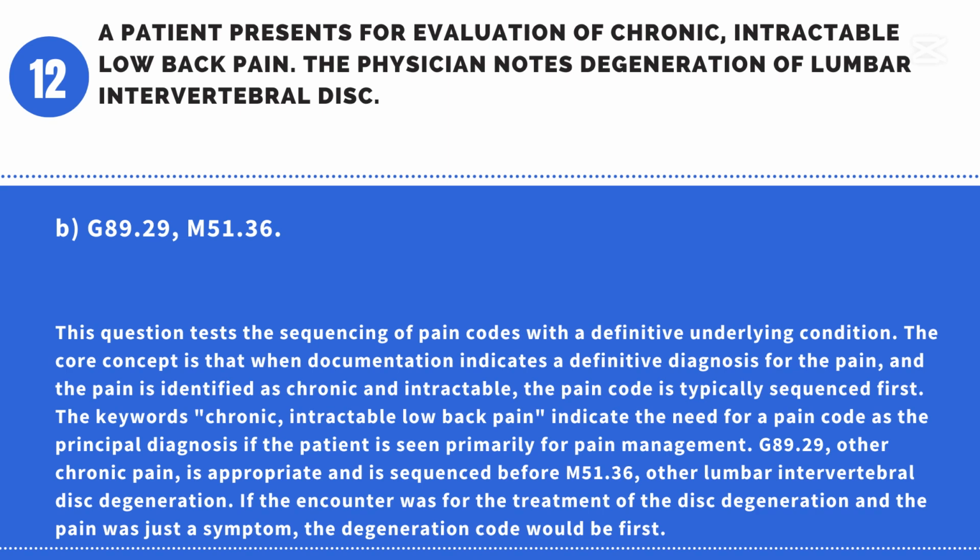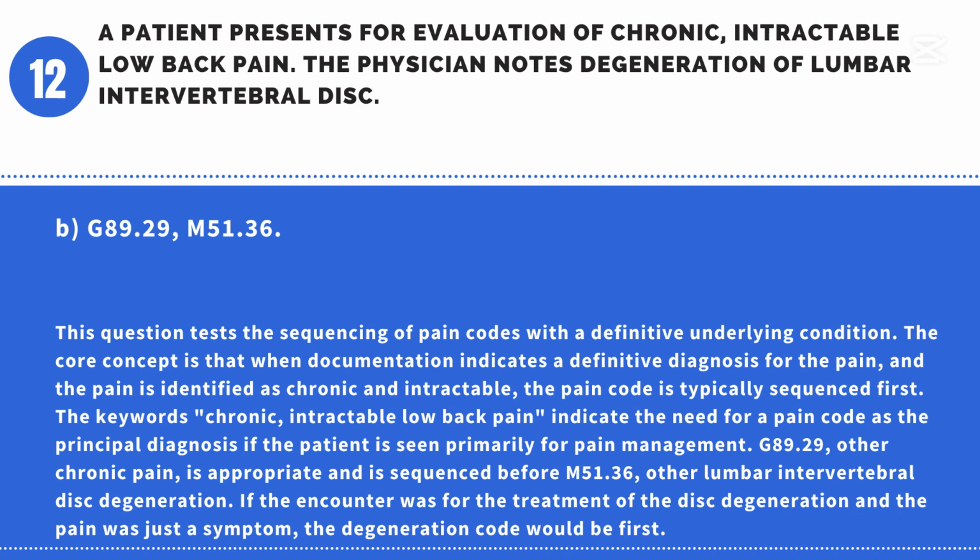G89.29, M51.36. This question tests the sequencing of pain codes with a definitive underlying condition. The core concept is that when documentation indicates a definitive diagnosis for the pain, and the pain is identified as chronic and intractable, the pain code is typically sequenced first. The keywords chronic, intractable low back pain indicate the need for a pain code as the principal diagnosis if the patient is seen primarily for pain management.